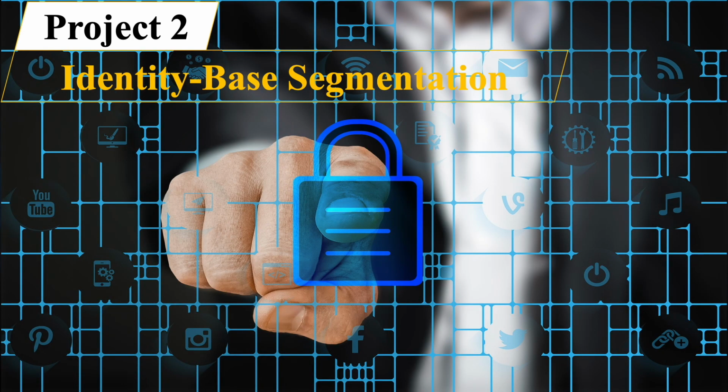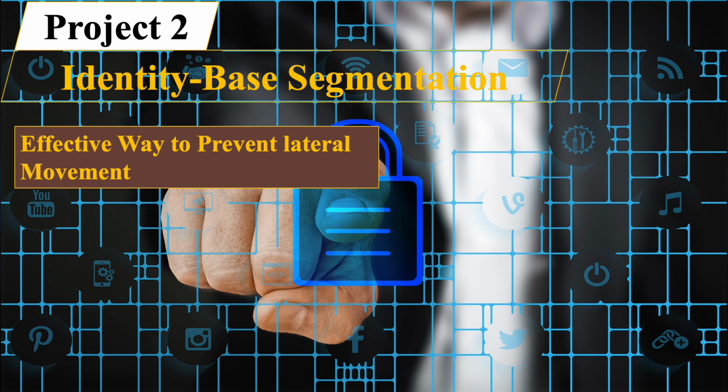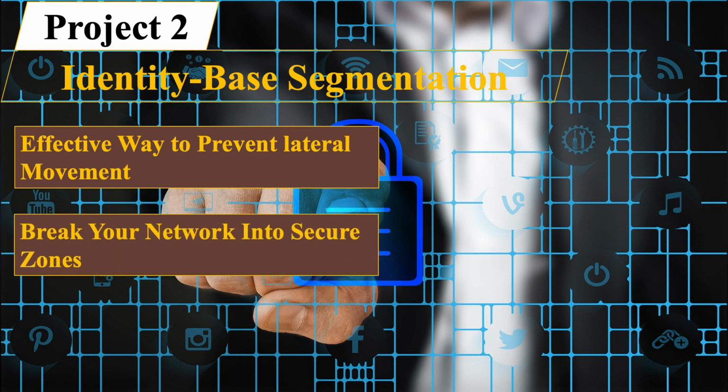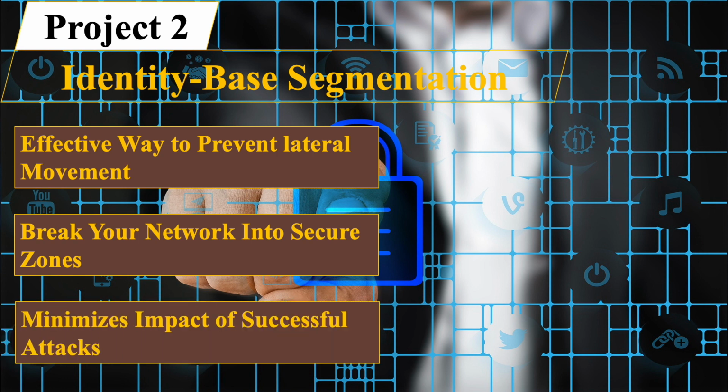Second recommended project is identity-based segmentation, also called micro-segmentation or zero-trust segmentation. It is an effective way to reduce lateral movement of attackers in a network once they've gained access. Identity-based segmentation will break the network into secure zones with default deny model and ensure that a user or device with access to one secure zone will not be able to access any other secure zone without a separate authorization. That way, impact of a successful attack is minimized.